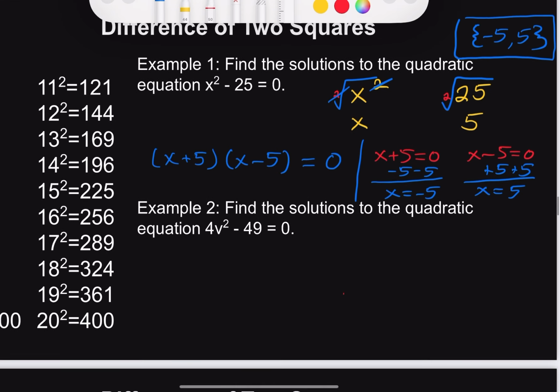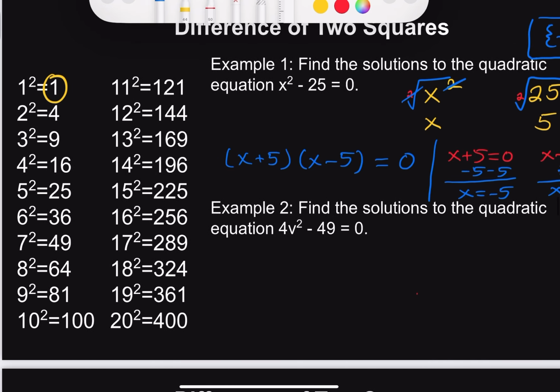Now we're going to do the same thing with the next example. Example 2. We must satisfy the following conditions. First, both terms must be a perfect square, subtracting and equal to 0. Well, 4 is a perfect square, because we see it right here.